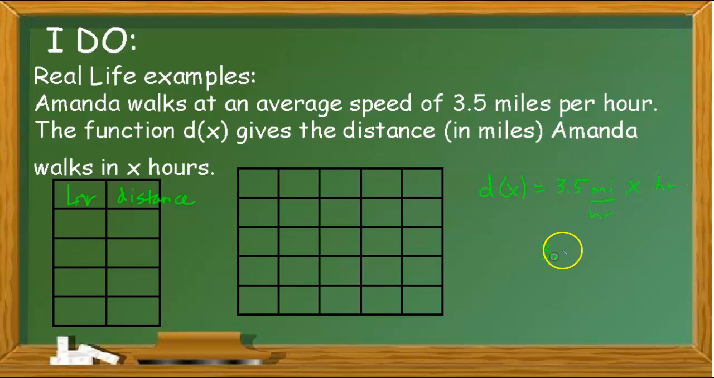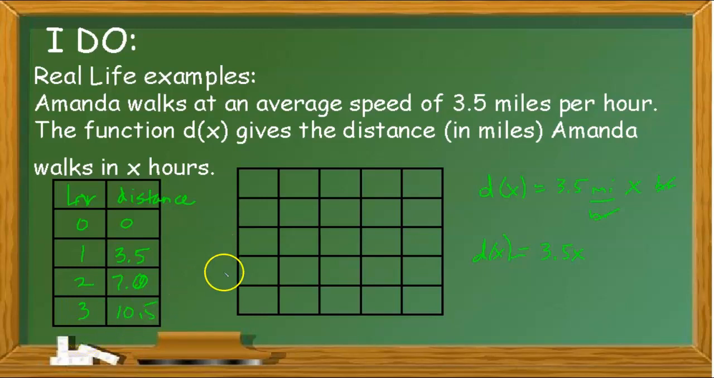So 3.5x. But if you look at the labels, that also helps you to write your equation, okay, because hours and hours cancel and it gives you distance, miles, and we'll talk more about those kind of problems. But in this case, 0 would be 0, but if she goes 1 hour, she's going to have gone 3.5. If she goes 2 hours, she'll have gone 7 miles. And 3, she would have gone 10.5.